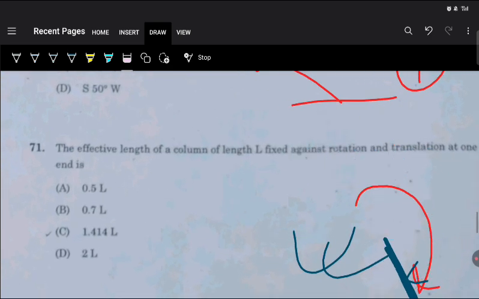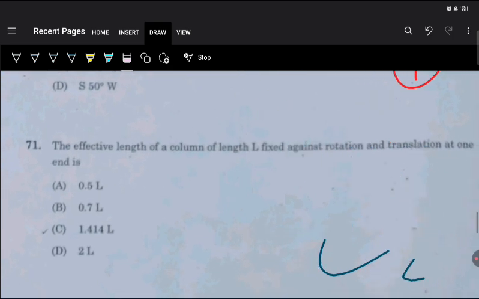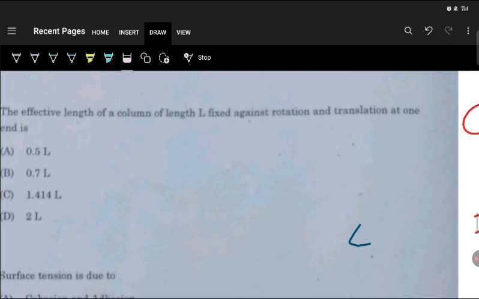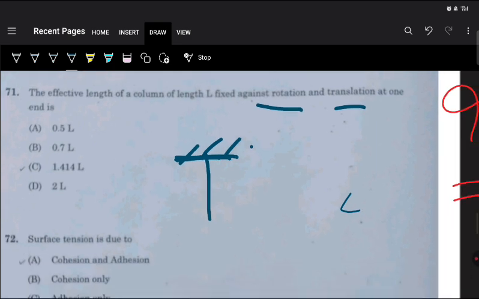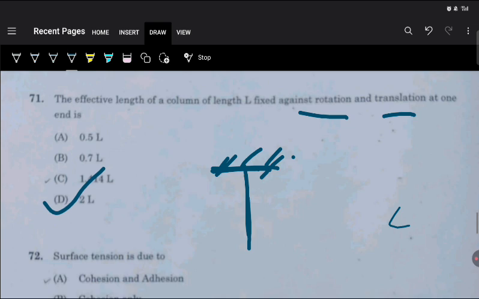So coming to the next question, the effective length of a column of length L fixed against rotation and translation. Fixed against rotation and translation means one end is totally fixed. Okay, one end totally fixed and the other end is free. So the answer is 2L, right? If one end is fixed and the other end is free, that is twice L.